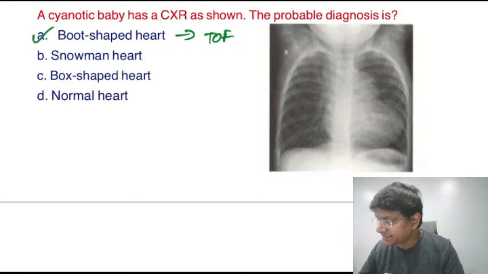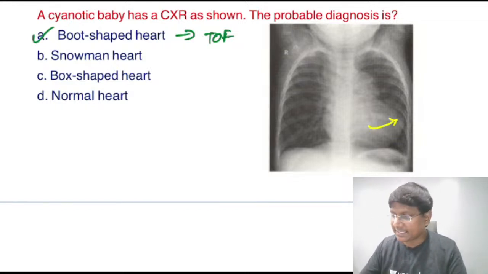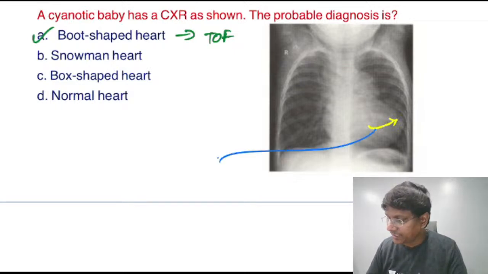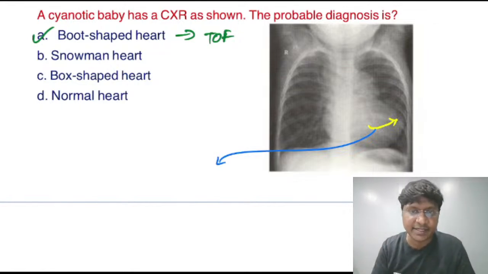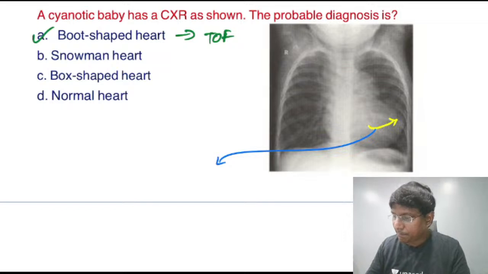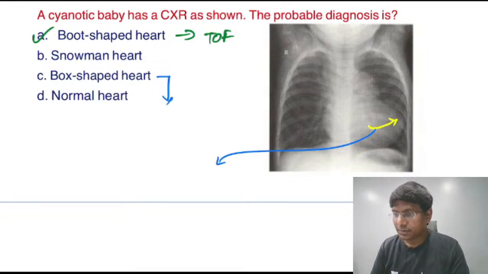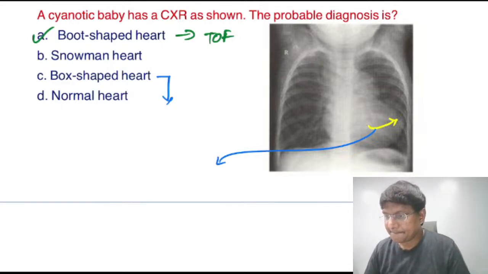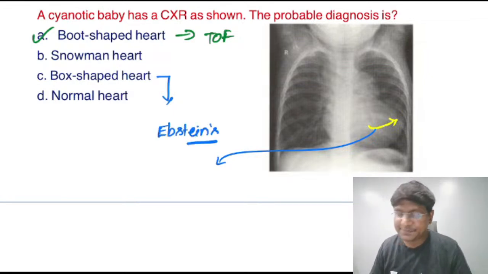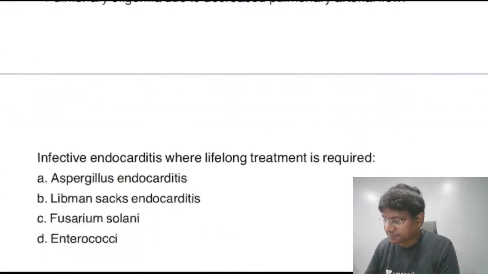Now, what you are observing here is that the patient is having the upturned apex of the heart. So what is the condition where you will have an upturned apex? You will have that whenever the patient is having right ventricular hypertrophy. Okay, now take the other options. Box-shaped heart. What is the condition where you can have a box-shaped heart? Very good. That is seen in Epstein's anomaly, right? Epstein's anomaly. Okay, right. So that was about the boot-shaped heart.